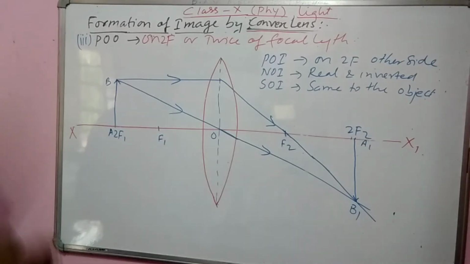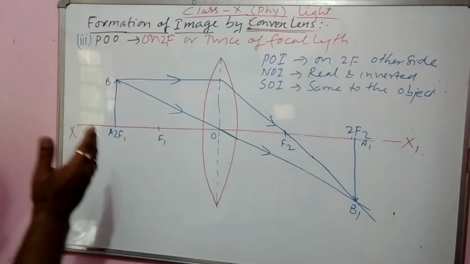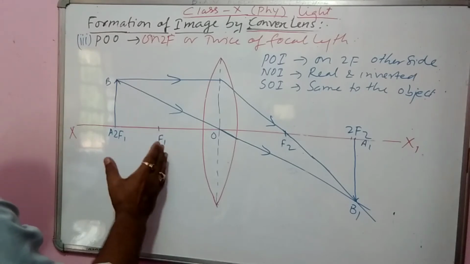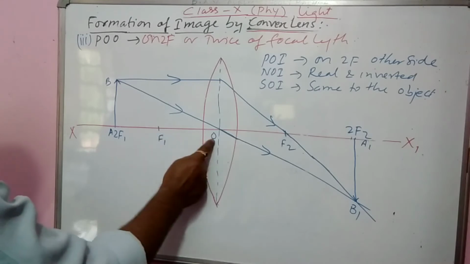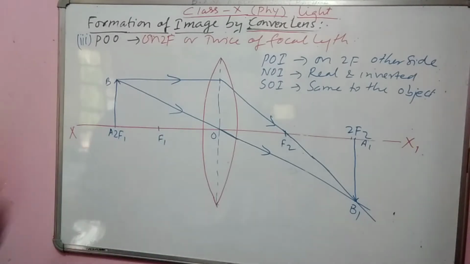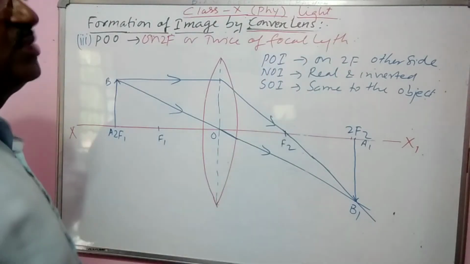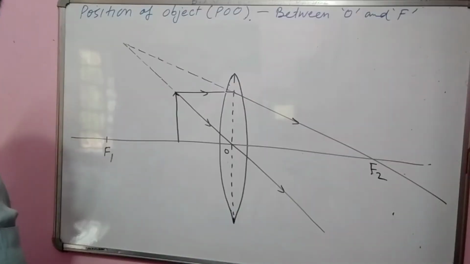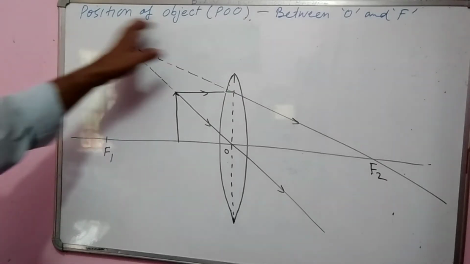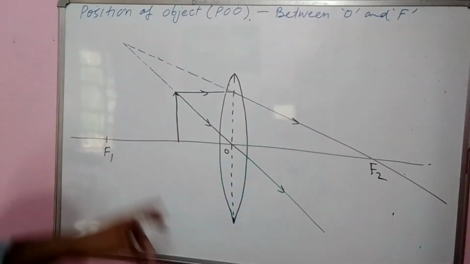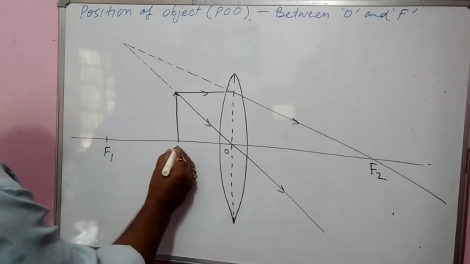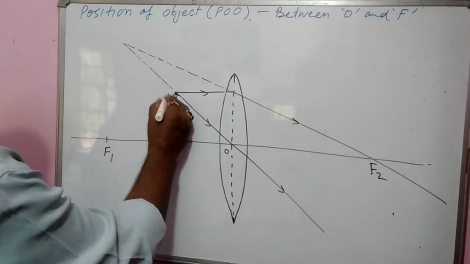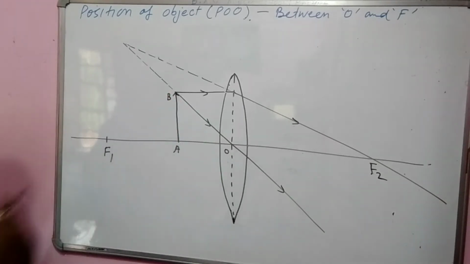Now I am going to explain the formation of image by this convex lens when the object is placed between optical center and focus. That is a special case in which a virtual image will be found. Here is the situation: position of object between optical center and focus F1. Here AB is the object, placed between optical center and focus.